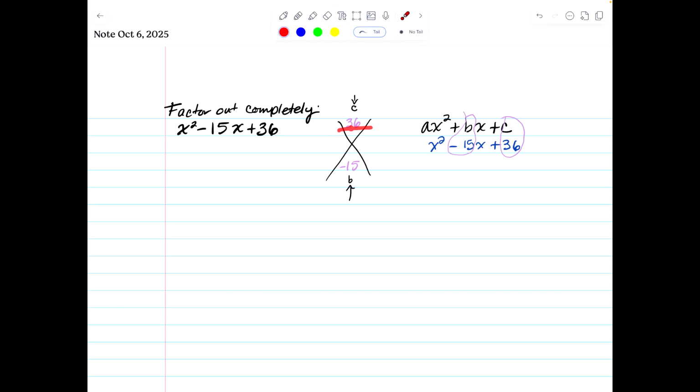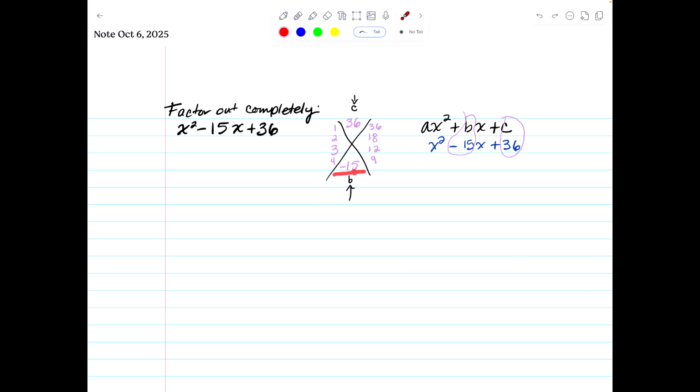We're going to be looking for factors of 36 that combined give us negative 15. We can start with 1 times 36, 2 times 18, 3 times 12, 4 times 9. Now I'm going to be checking which of these factor pairs would combine to give me negative 15. We have to consider that when I multiply them, they give me 36. But when I combine them, they should give me negative 15.